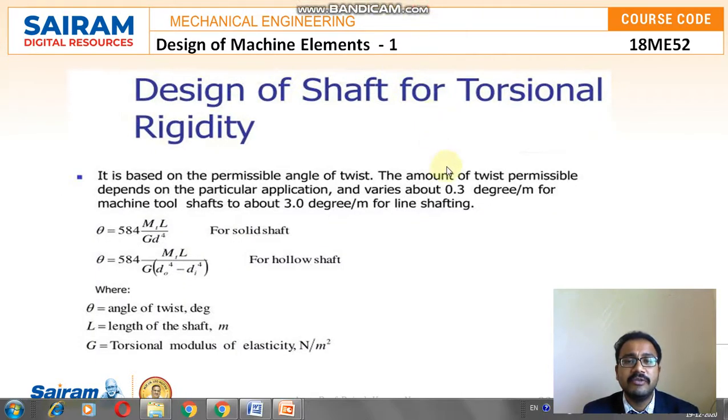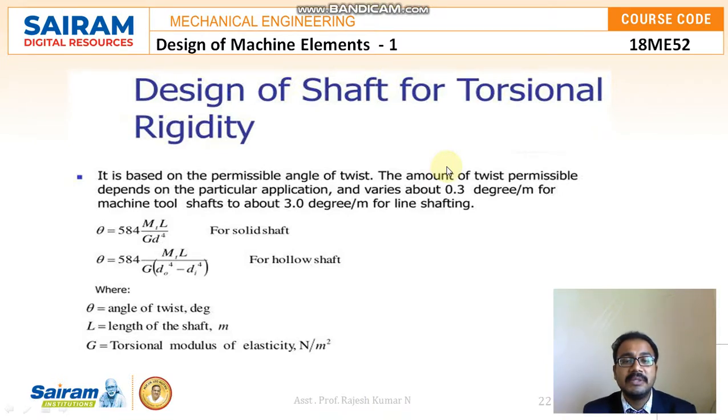Then the design of the shaft for torsional rigidity is based on the permissible angle of twist. The amount of twist permissible depends on the particular application and varies from about 0.3 degree per meter for machine tool shafts to about 3.0 degrees per meter for line shafting. For the solid shaft, theta is 584 Mt L divided by G d power 4, and for the hollow shaft, theta is 584 Mt L divided by G into (d naught power 4 minus d i power 4). Here theta is the angle of twist in degrees, L is the length of the shaft in meters, and G is the torsional modulus of elasticity in Newton per meter square, where the length value should always be substituted in meters only.